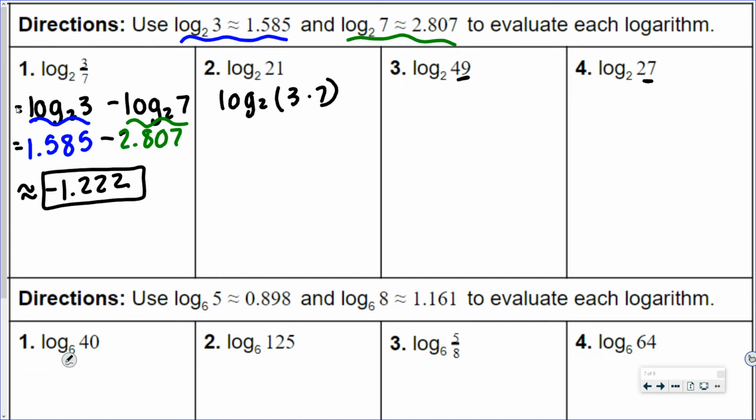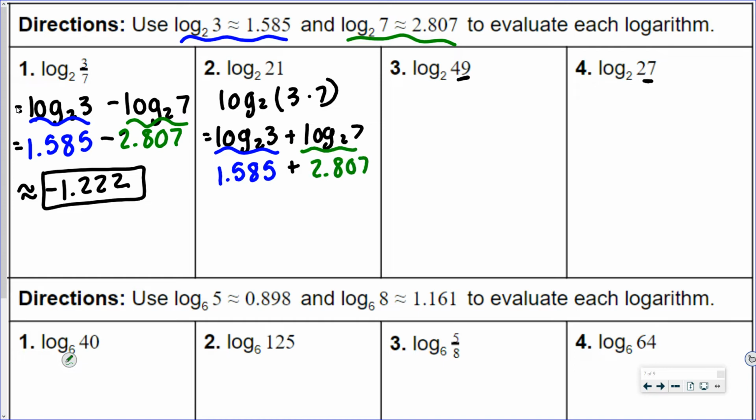Okay, I can break this up. That's the same as log base 2 of 3 plus log base 2 of 7. Each factor gets its own log, and because it's a product, we would add these. We know this. It's 1.585. We know this is 2.807.